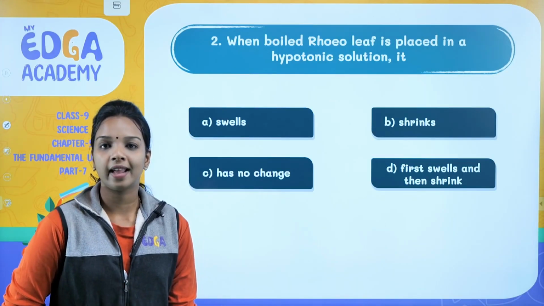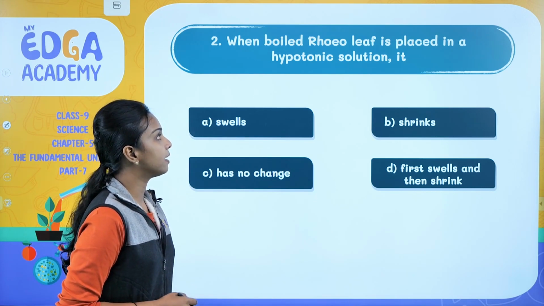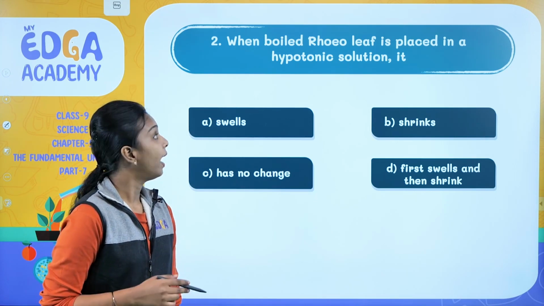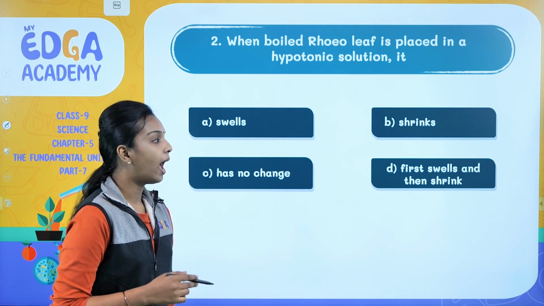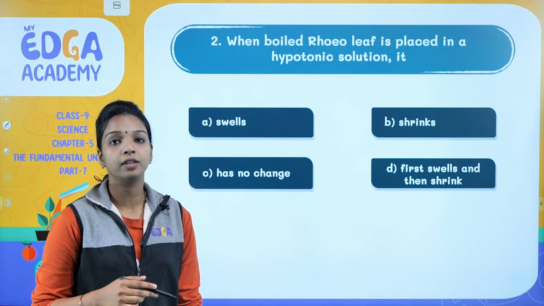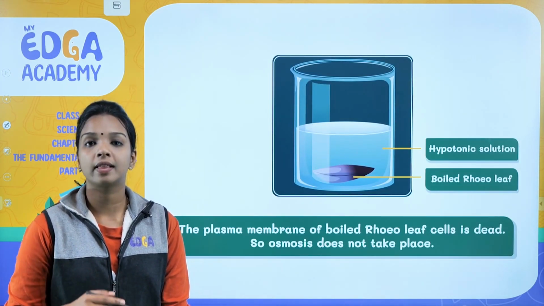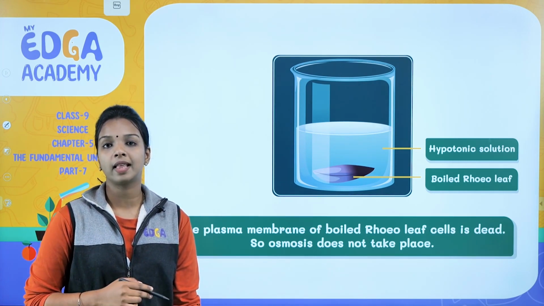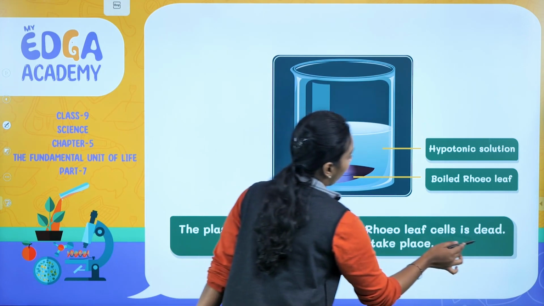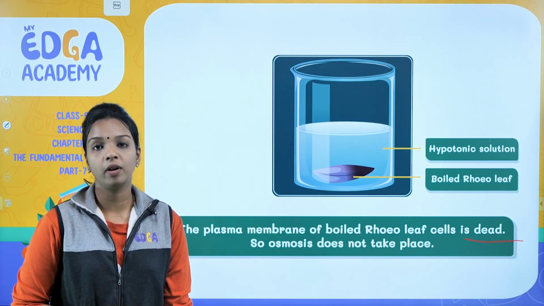Let's move on to the second question. When boiled Rheo leaf is placed in a hypotonic solution, it swells, shrinks, has no change, or first swells and then shrinks. In the first question itself, we said that the plasma membrane of boiled Rheo leaf cells is dead, and so there will be no entry or exit of water molecules.